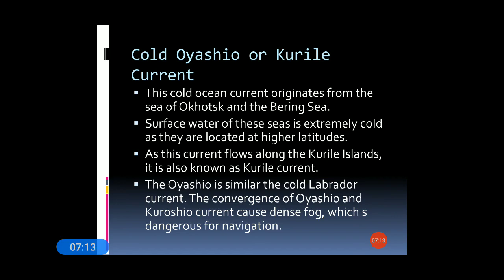Now coming to the next, the cold Oyashio current or the Kurile current. This cold current originates from Okhotsk and the Bering Sea.